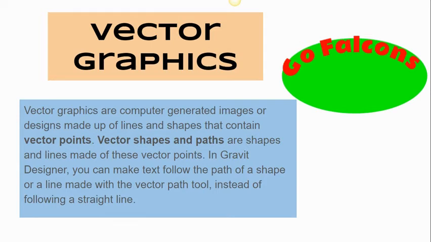Kind of like the beginning of this lesson, vector graphics are graphics that are computer-generated images or designs made up of lines and shapes that contain vector points. Those are those square and round dots along the lines. Vector shapes and paths are shapes and lines made up of these vector points. In Gravit Designer, you can make text follow the path of a shape or line made with the vector path tool instead of following a straight line. Just look at the Go Falcons in the upper right part of this slide.